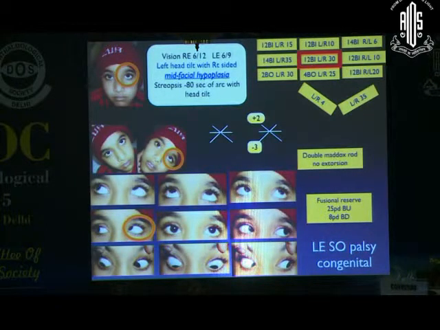There was no subjective extorsion. There was increased fusional reserve. That tells you that this is a case of congenital superior oblique palsy. Also there was mid-facial hypoplasia. Now in this patient, this was different from the other patient.